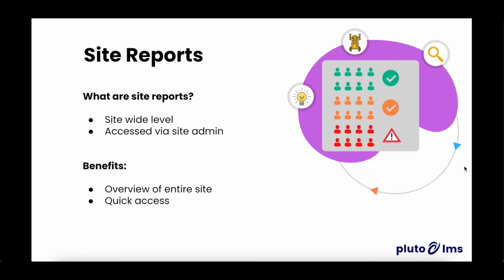So what are site reports? Within Pluto LMS, you've got various types of reports. A site-wide report is something that you access via the site admin. So when you click on site admin and you go to reports, these are the reports that you will see at a site-wide level. The benefit of that is it's going to give you an overview of what's happening across your site, and it will allow you quick access to get that information. Course reports, which we'll discuss later, are different. Those reports are only accessible via your courses.